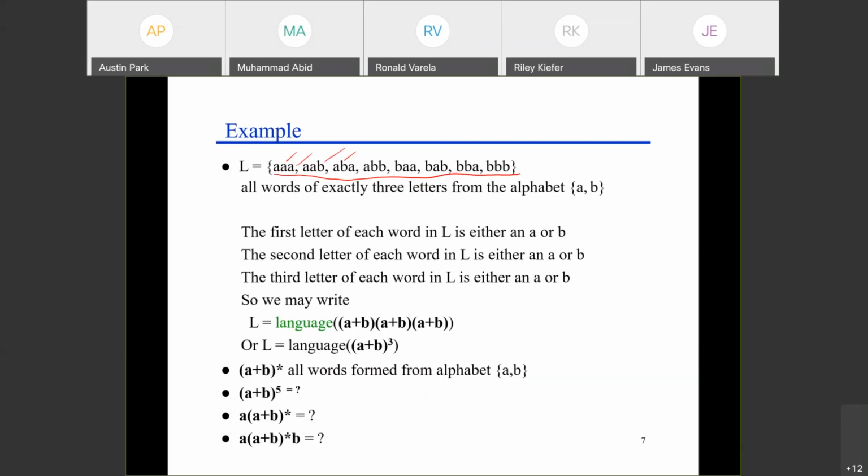So now, in short, we can write it this way: if someone asks me to write the regular expression of that language, I can say the first letter will be A or B, the second letter will be A or B, the third letter will be A or B. This is a very nice, fine, correct regular expression of this language. Make sense?